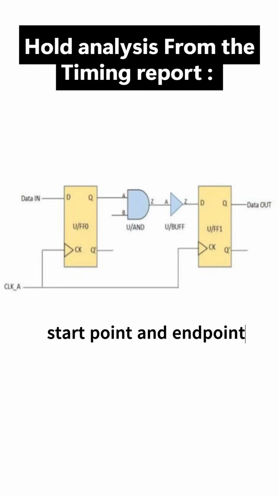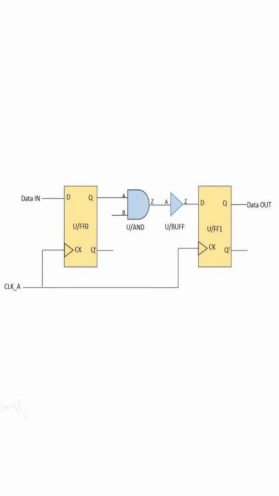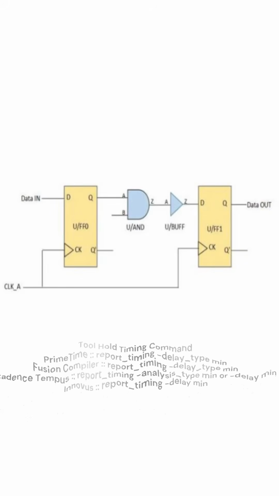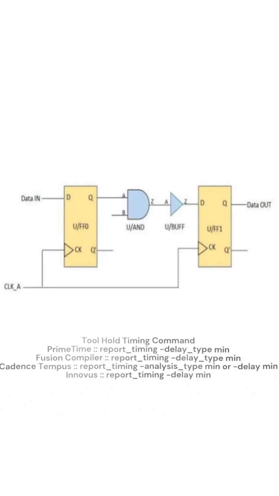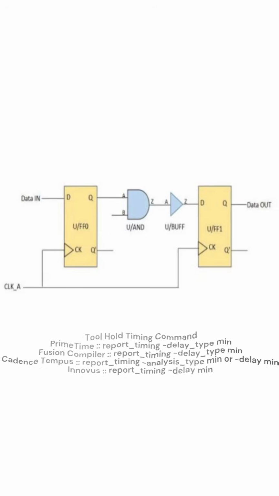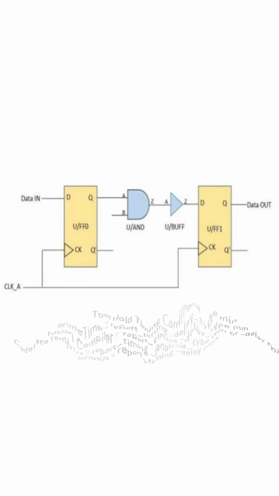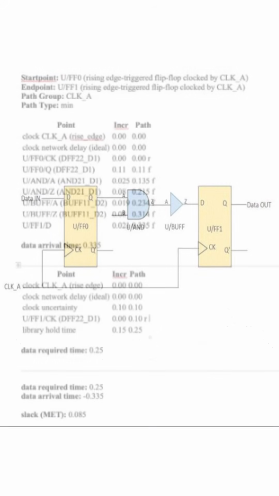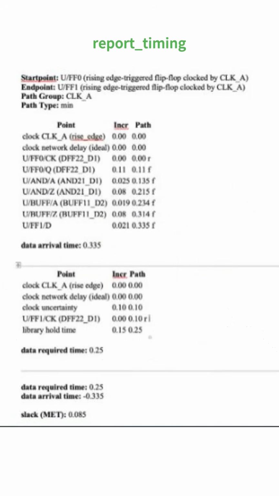As shown in the figure, the start point, UFF0, is a flip-flop, the launch flop, triggered on the rising edge of CLK_A. The endpoint, UFF1, is a flip-flop, the capture flop, also triggered on the rising edge of the same clock, CLK_A. Path type: min. This indicates a hold analysis, checking the shortest data path.